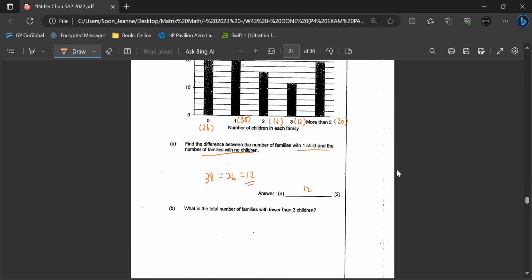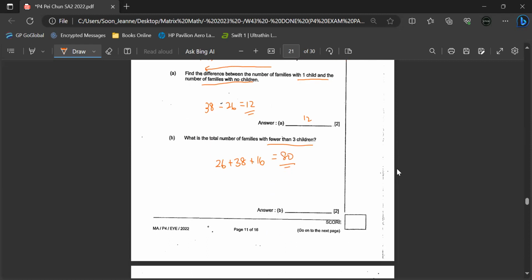B is asking you to find the total number of families with fewer than 3. So fewer than 3 means what? 2 and below. No, you don't count the 3. Fewer than 3, I don't take 3 as inside. Okay. So I'm just going to add 26 plus 38 plus 16. Answer is 80 families. So you just write 80.